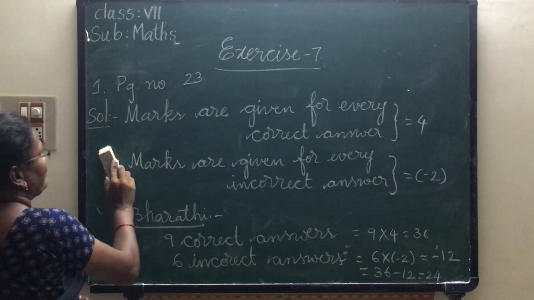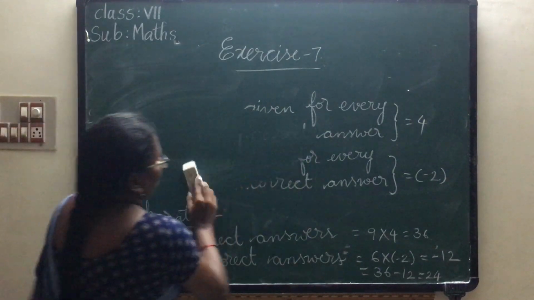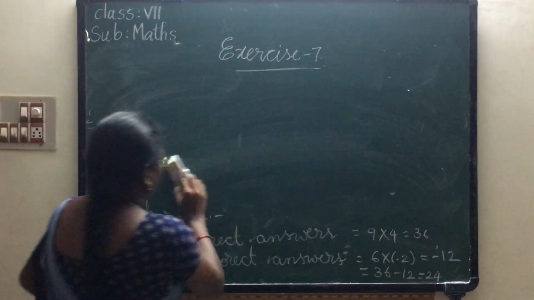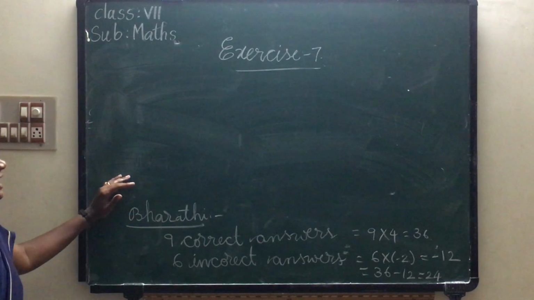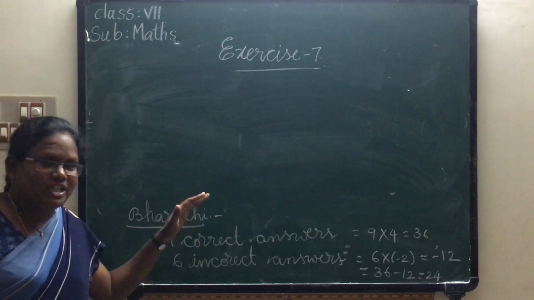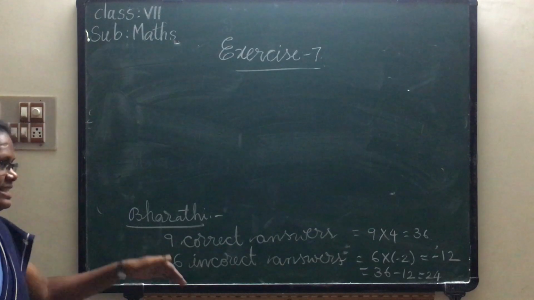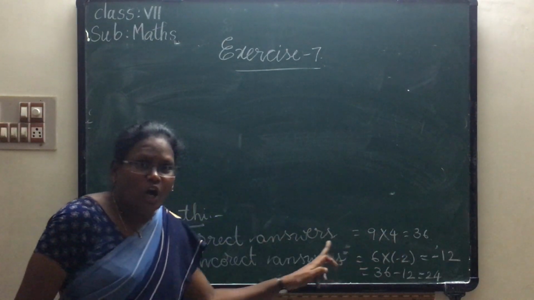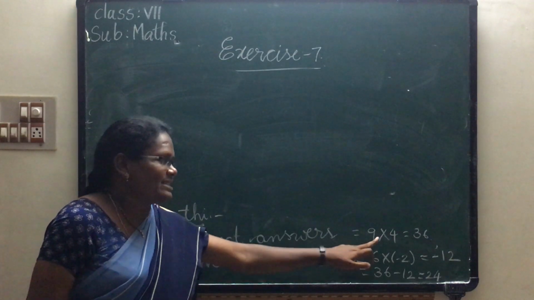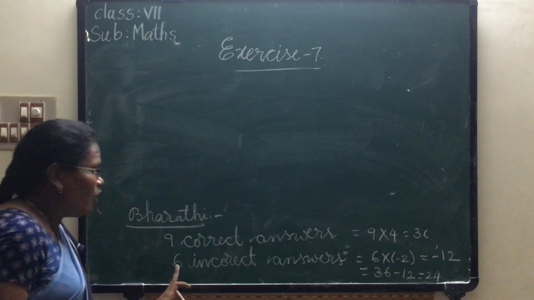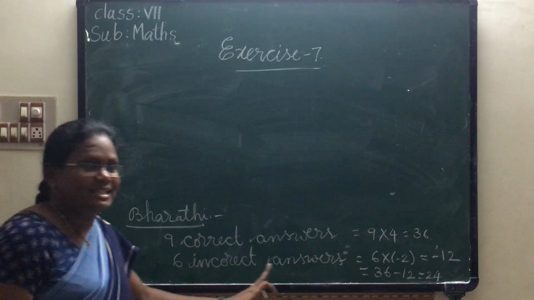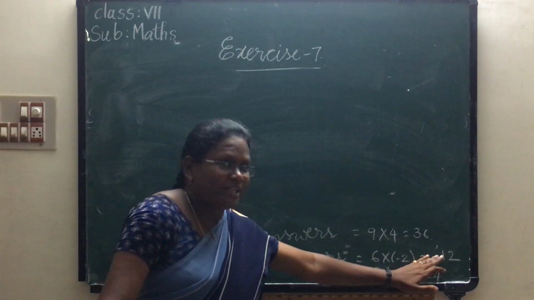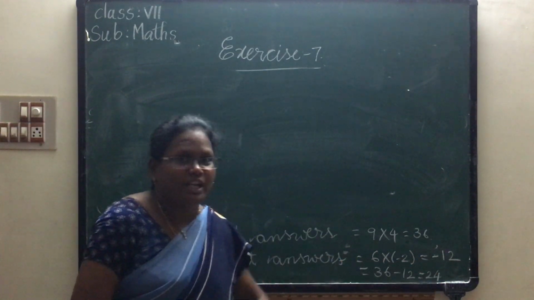I am writing once again here. Listen, children. Bharati attempted all questions, with 9 correct answers and 6 incorrect answers. 9 fours are 36. 6 twos are 12, so minus 12. 36 minus 12 is 24.